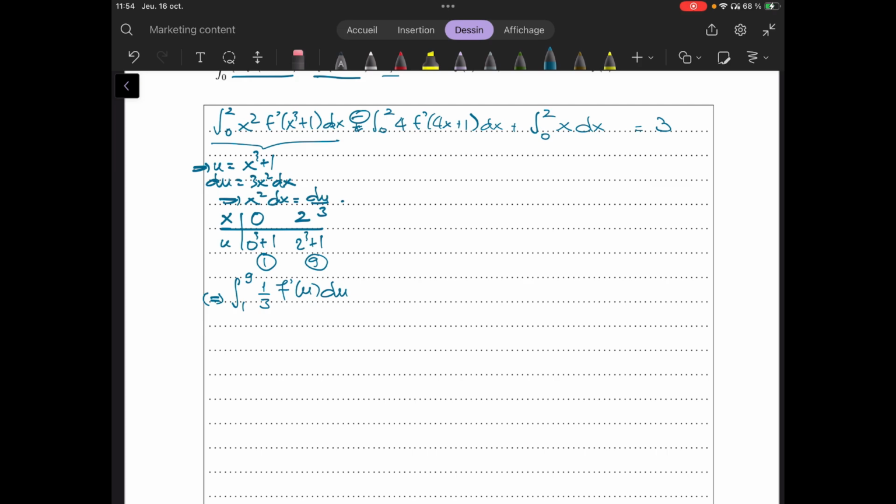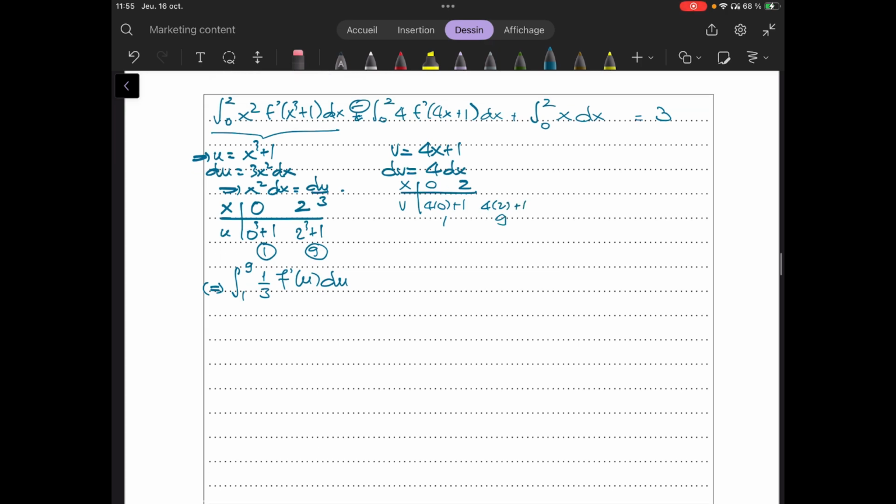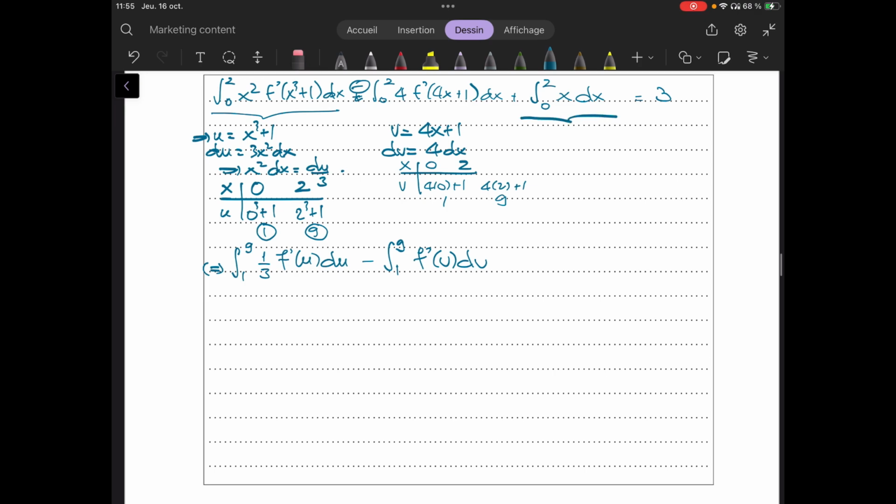Second integral, this guy is a bit easier. You can also do a u-sub for this. So let's say if v is 4x plus 1, dv is going to be 4dx. The bounds for x goes from 0 to 2. Therefore, the bounds for v will go from 1 to 9. This integral then becomes the integral from 1 to 9 of f prime of v dv. The third part can be evaluated immediately.